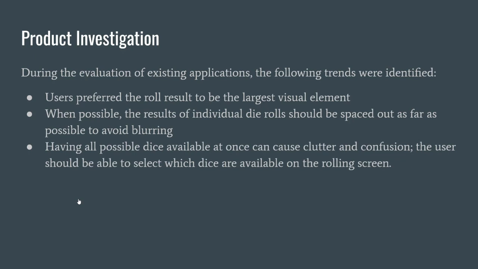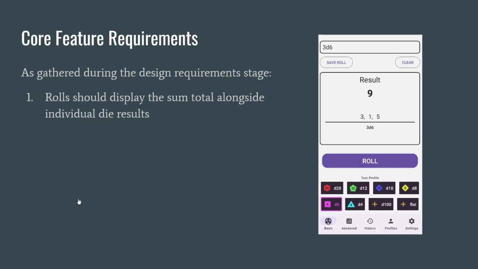Finally, having all possible dice available at once can cause clutter and confusion. The user should be able to select which dice are available on the rolling screen, and this is to just avoid having dice that you're not going to be using visible to avoid clutter.